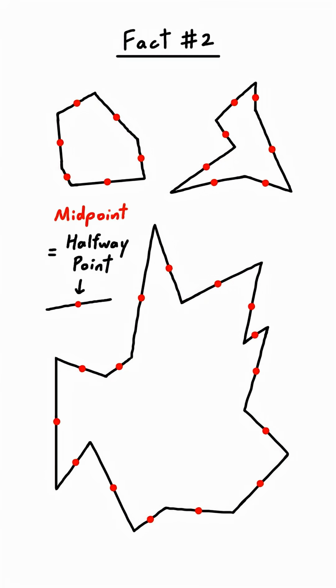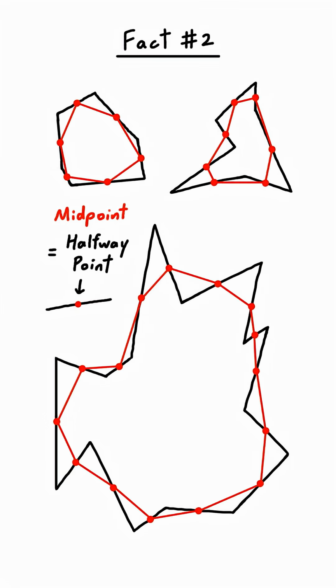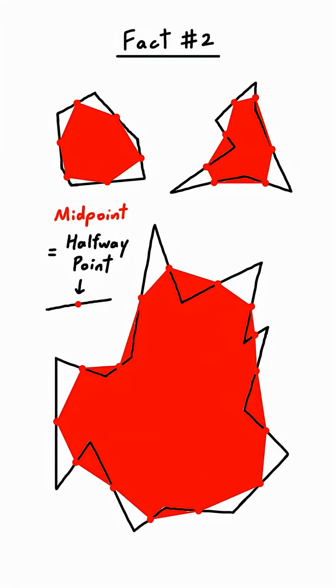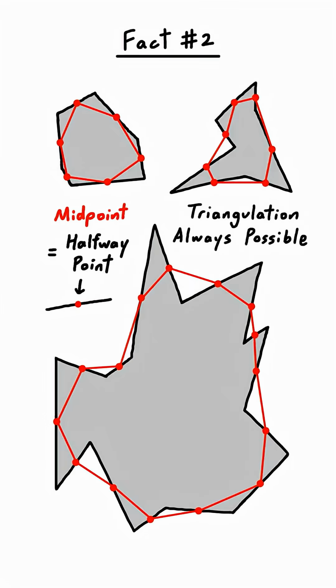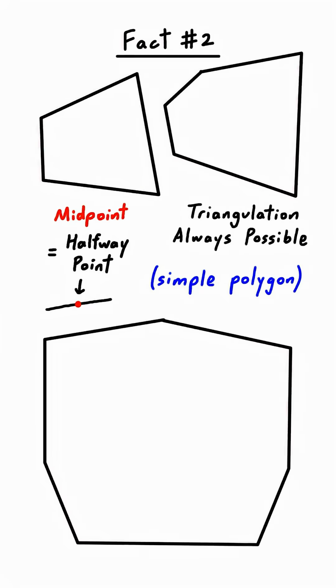Second fact: take the midpoints of a polygon's edges and connect them all up. This new polygon will always have less area than the original. Just like the first fact, this is true for every polygon, convex or concave.